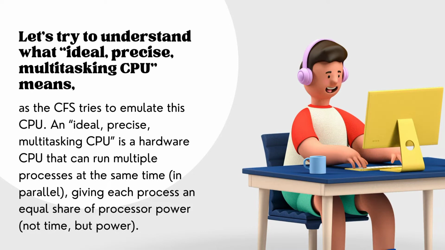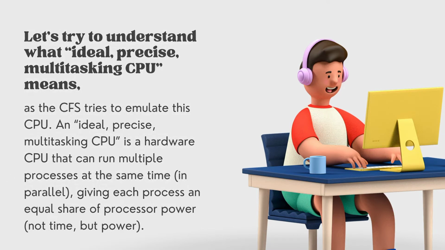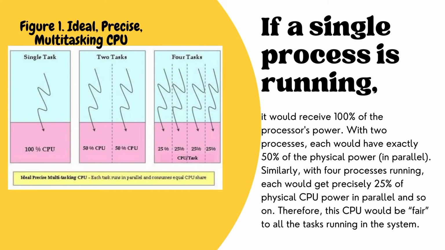As the CFS tries to emulate this CPU, an ideal, precise multitasking CPU is a hardware CPU that can run multiple processes at the same time, in parallel, giving each process an equal share of processor power, not time but power. If a single process is running, it would receive 100% of the processor's power. With two processes, each would have exactly 50% of the physical power in parallel. Similarly, with four processes running, each would get precisely 25% of physical CPU power in parallel, and so on. Therefore, this CPU would be fair to all the tasks running in the system.